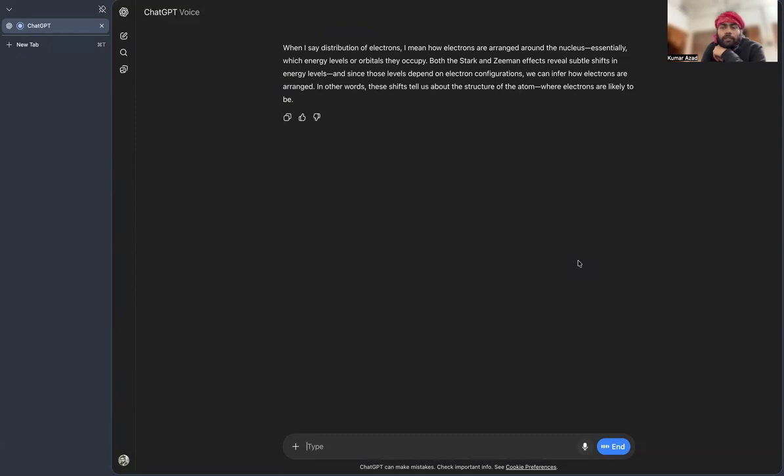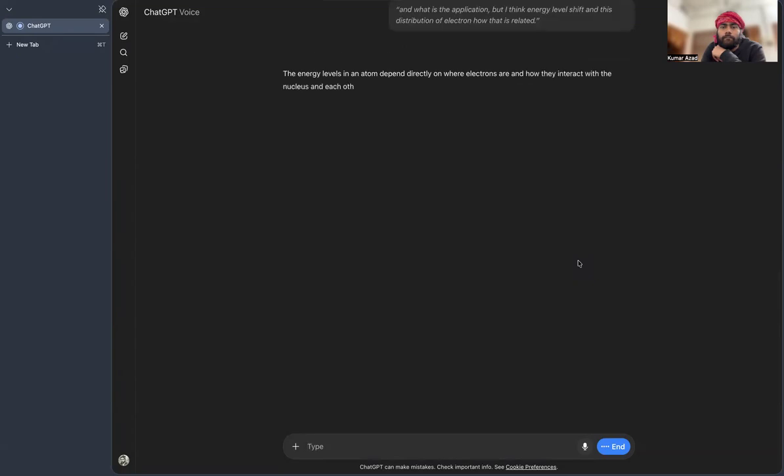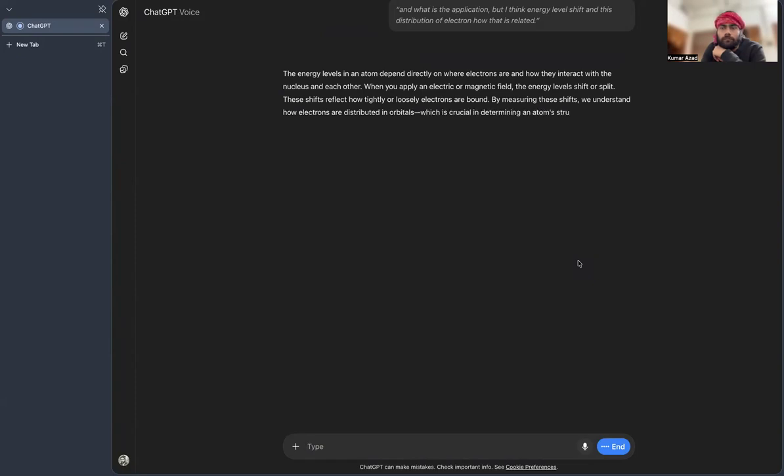And what is the application? But I think energy level shift and this distribution of electrons, how is that related? The energy levels in an atom depend directly on where electrons are and how they interact with the nucleus and each other. When you apply an electric or magnetic field, the energy levels shift or split. These shifts reflect how tightly or loosely electrons are bound. By measuring these shifts, we understand how electrons are distributed in orbitals, which is crucial in determining an atom's structure. This knowledge has practical applications, from understanding materials' properties to developing technologies like lasers and quantum devices.